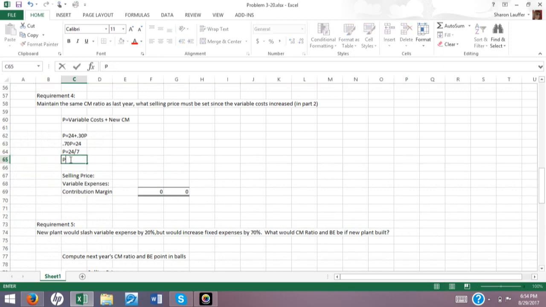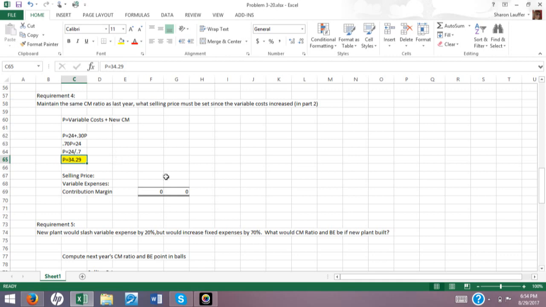And that gives us p equals 24 divided by 7, which is 3.43. Got a decimal in the wrong place somewhere. Let's see. Oh, I forgot my decimal in this spot. So that should be 24 divided by 0.7 equals 34.29. That makes more sense. So our new price should be 34.29 if we have that increase in variable costs.